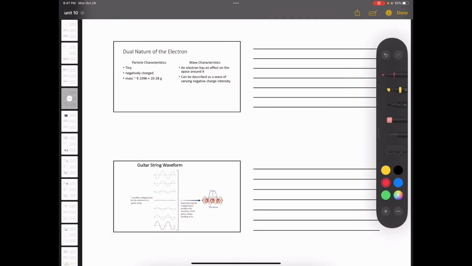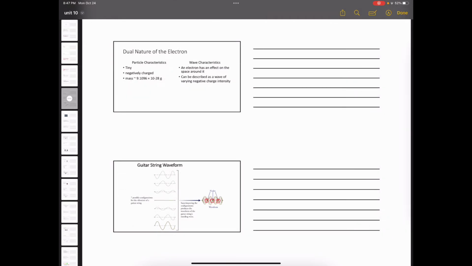So, what we are going to do now is study the wave properties of the electron. We're not going to focus on the particle characteristic of the electron. And when we study the wave of the electron, we're going to use the guitar string as our model to study the wave properties of the electron.